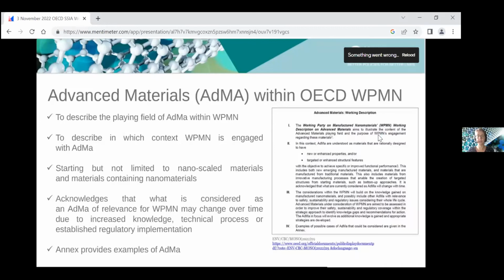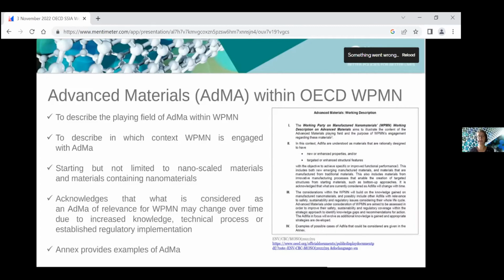So within OECD, we understand advanced materials as materials that are rationally designed to have new or enhanced properties and/or targeted or enhanced structural features with the object to achieve specific or improved functional performances. And this can be materials which are newly emerged, but also materials that are made from already existing materials. And this can also include materials from innovative manufacture processes that enable the creation of targeted structures. And as WPMN comes from nanomaterials, nanomaterials are still the starting point of advanced materials, but it's not limited to the nanoscale.